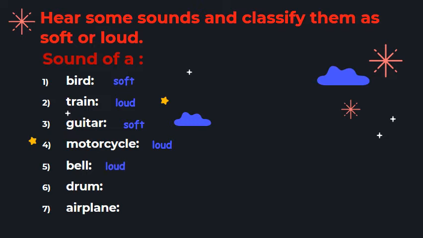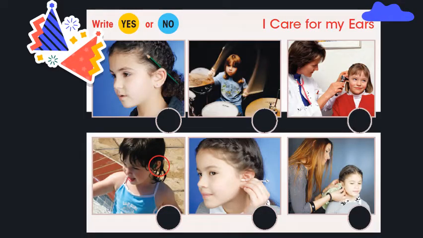Bell is loud, as I said. The drum, of course it's loud. The airplane. Can you imagine hearing the sound of the airplane? What do you think? Is it soft or loud? It's loud. Now we have to write yes or no.